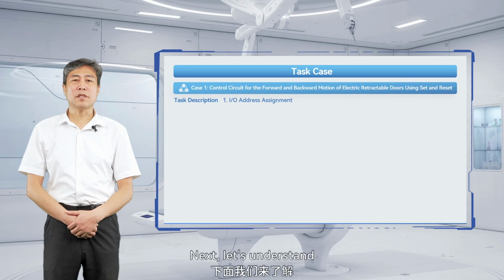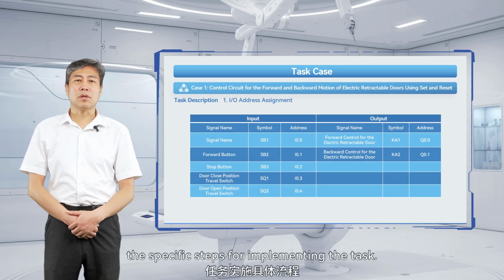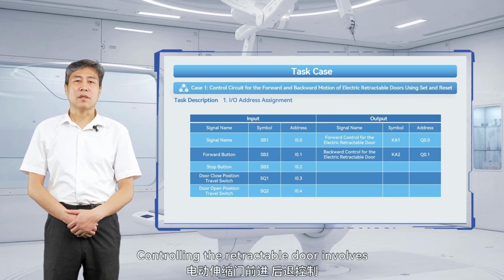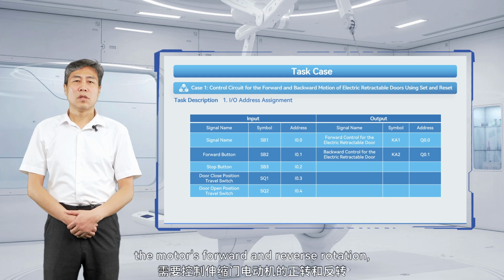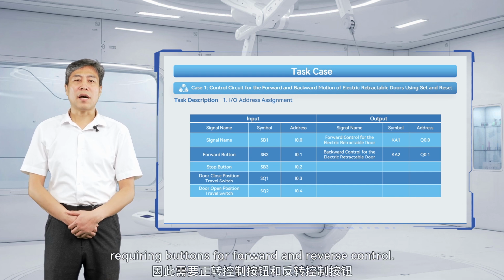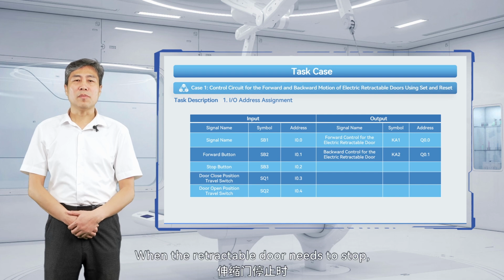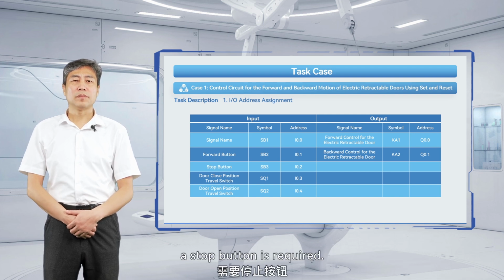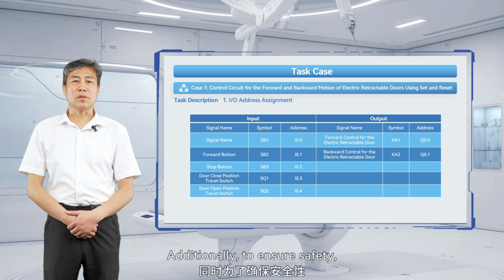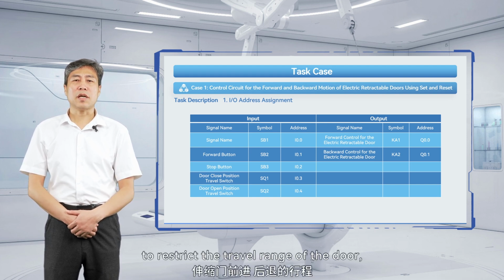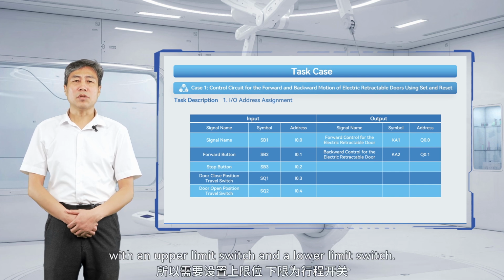Next, let's understand the specific steps for implementing the task. 1. I/O address assignment. Controlling the retractable door involves the motor's forward and reverse rotation, requiring buttons for forward and reverse control. When the retractable door needs to stop, a stop button is required. Additionally, to ensure safety, limit switches must be set to restrict the travel range of the door, with an upper limit switch and a lower limit switch.